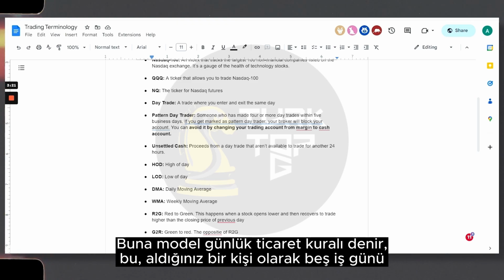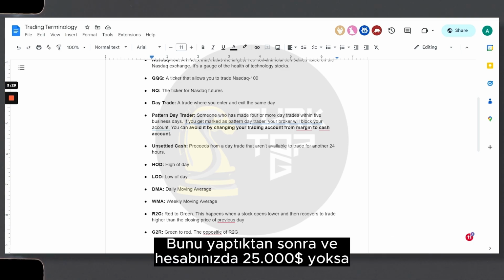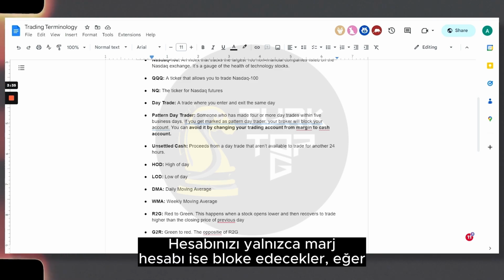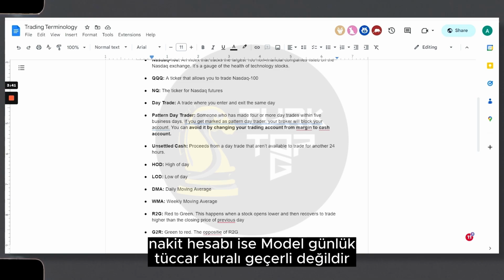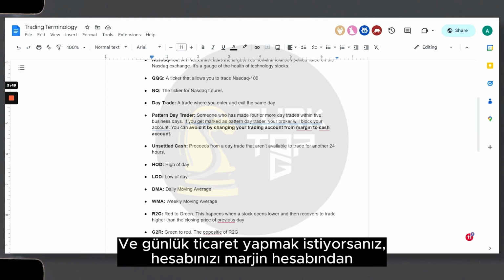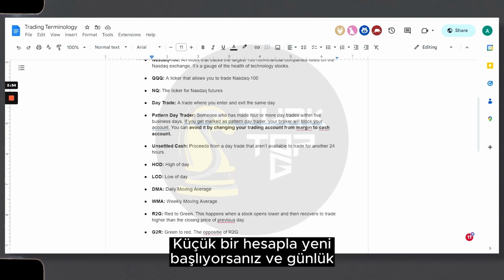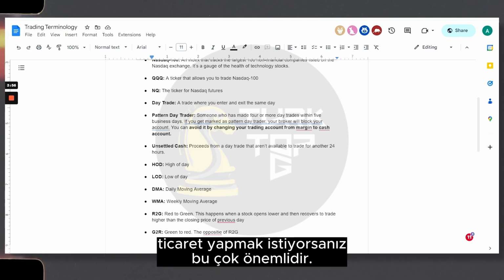It means as a person, you took, I think, 4 or more day trades within a 5 business day period. Once you do that, and if you don't have $25,000 in your account, they will block your account, only if it is a margin account. If it's a cash account, the pattern day trader rule does not apply. So if you're a small trader starting with a small account and you do want to day trade, that's how you escape the rule. You change your account from a margin account to a cash account. That's crucial if you're just starting out with a small account and want to day trade.